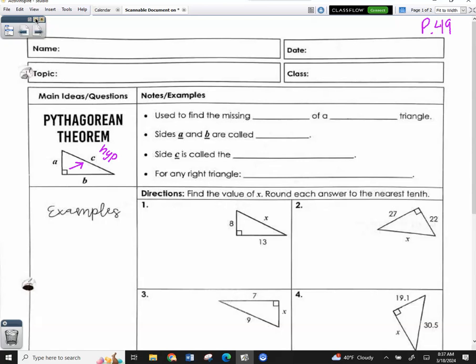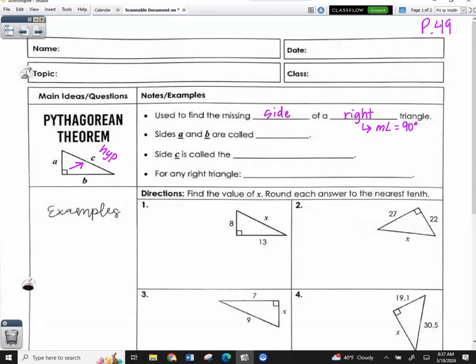When do you use the Pythagorean theorem? You use it to find the missing side of a right triangle. Right triangle means the measure of an angle equals 90 degrees. There is an angle in the triangle that is 90. You have to know that that's true before you can use Pythagorean theorem. It does not work with random triangles. It only works with right triangles.